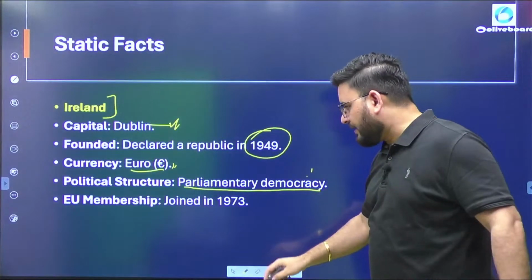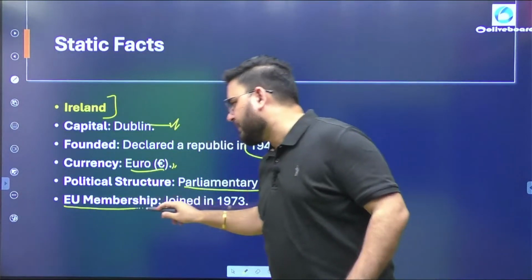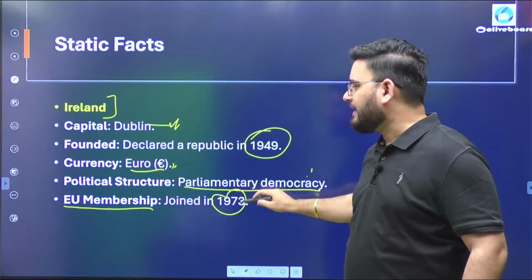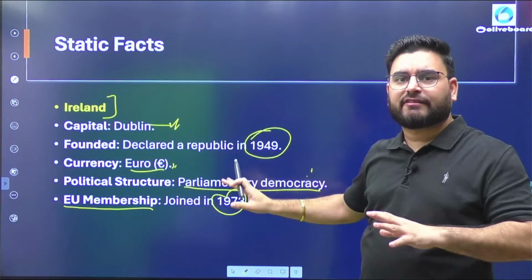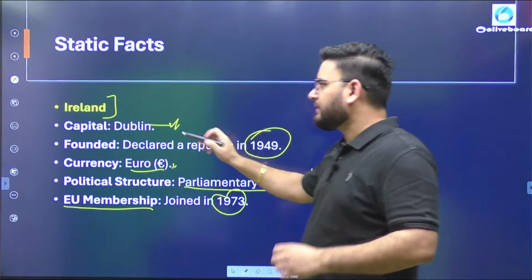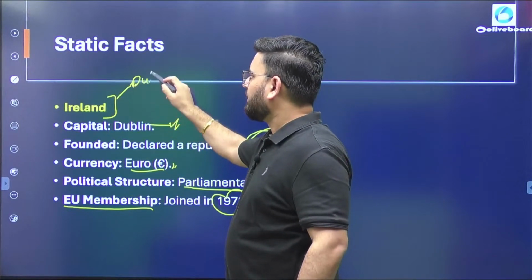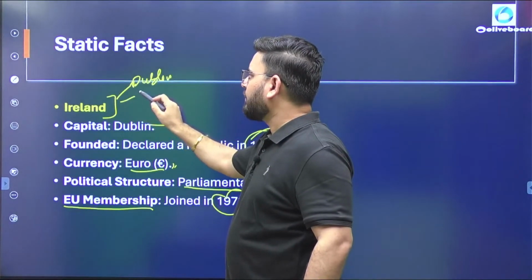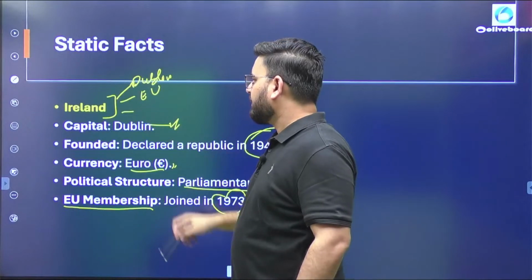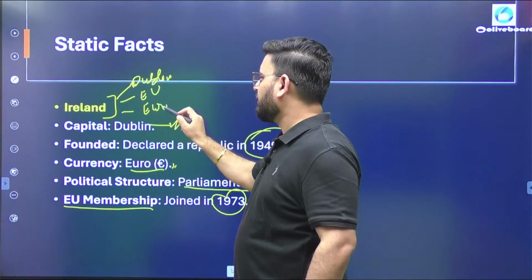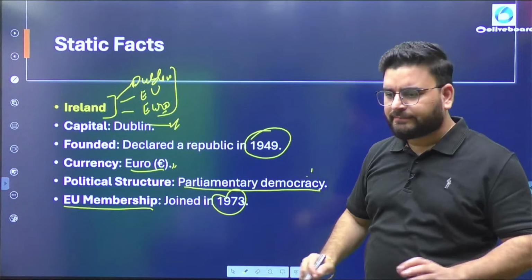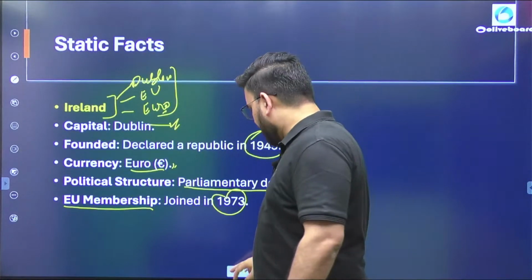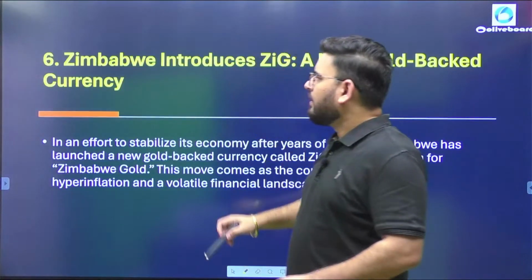And it is a member of the European Union, and it joined the European Union in 19. So again, you don't have to remember each and every aspect. Just remember Ireland, Dublin, part of EU, right? And the currency is, this thing you have to remember. Clear? Moving on to the next one.